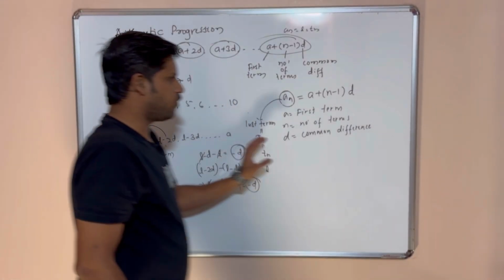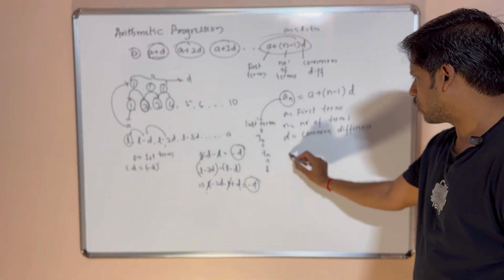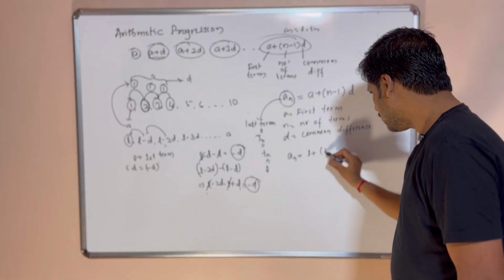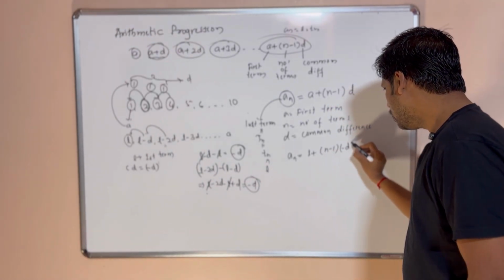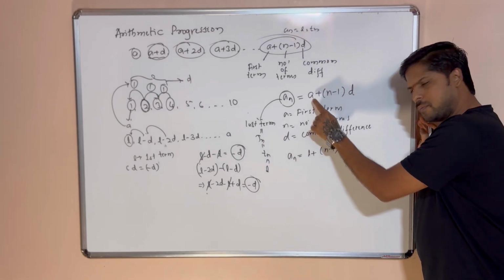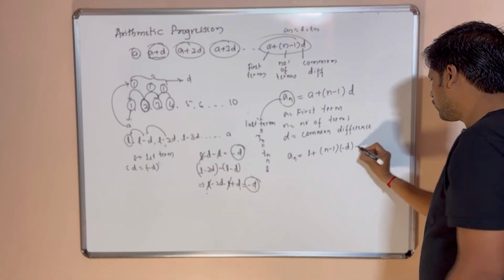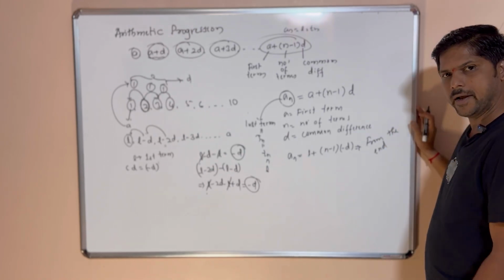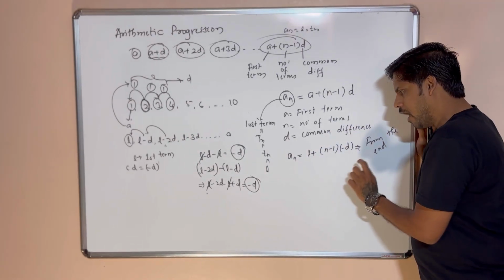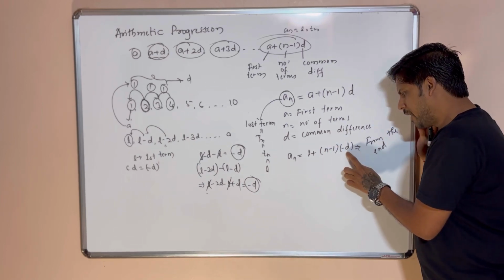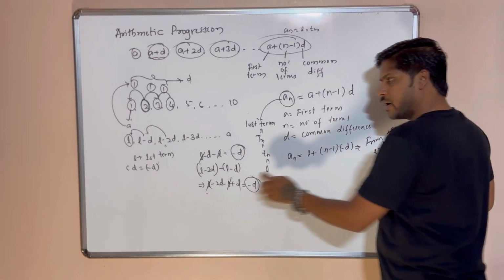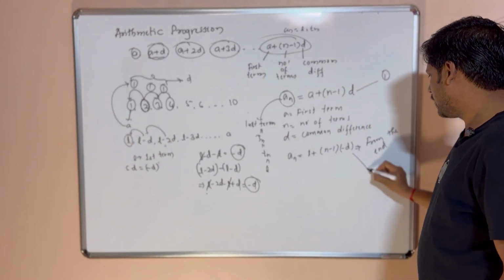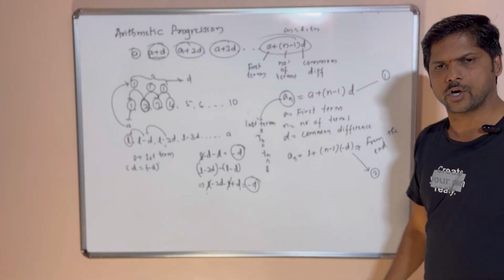Then what is the formula for this one? So an is equal to l plus n minus 1 into d. Here l is the first term in this equation from the end, n is the number of terms, and minus d is the common difference from the end. So this is one formula and this one is the second formula. Note it down.